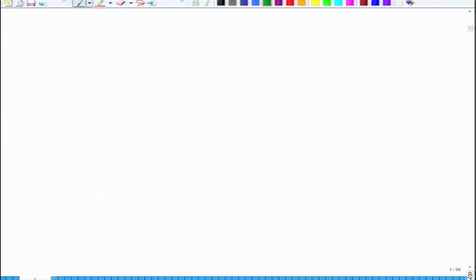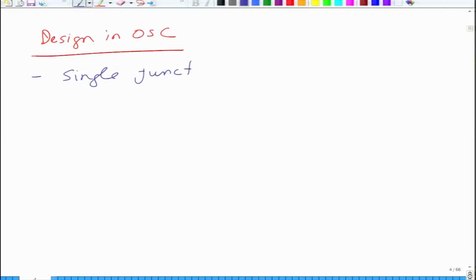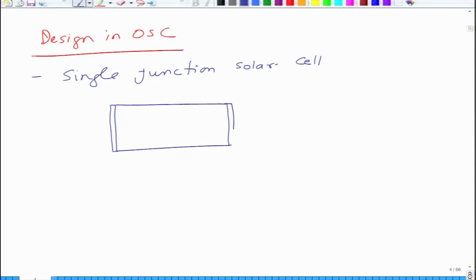So as a result, there are various designs which have been proposed for making organic solar cells. So we have three designs here. One is designs in organic solar cell. Generally, initially people used to use single junction solar cells. We were talking about that in the last class. So what you have is a metal on one side, then you have a polymer in the middle, then you have another metal on the other side. So this is metal 1, this is metal 2.